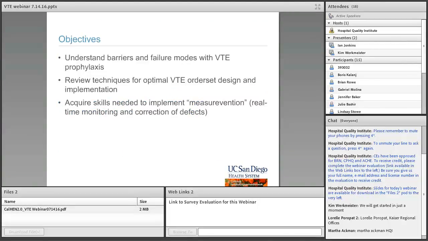So our objectives for this talk are to understand the barriers and failure modes with VTE prophylaxis, to review the techniques for optimal VTE order set design and implementation, and then also to get the skills we would need to implement measurevention, which is real-time monitoring and the correction of deficits.